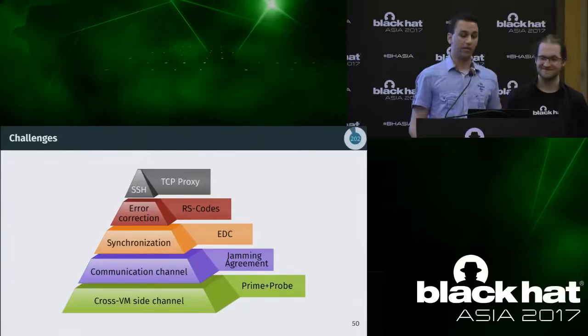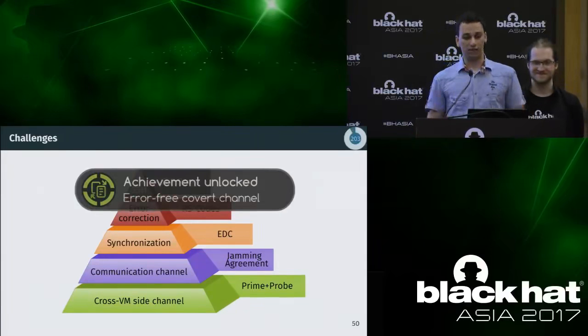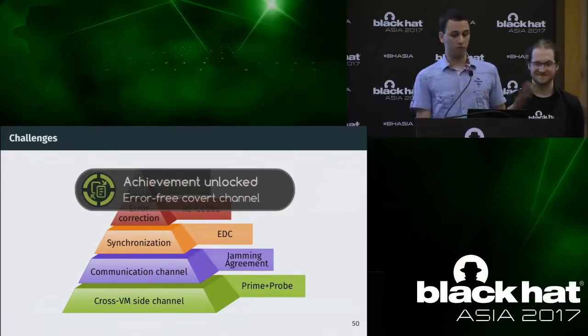So we have a really nice TCP proxy now across 2 virtual machines. And our final achievement, we get this error-free cover channel from one VM to another VM on the Amazon cloud.